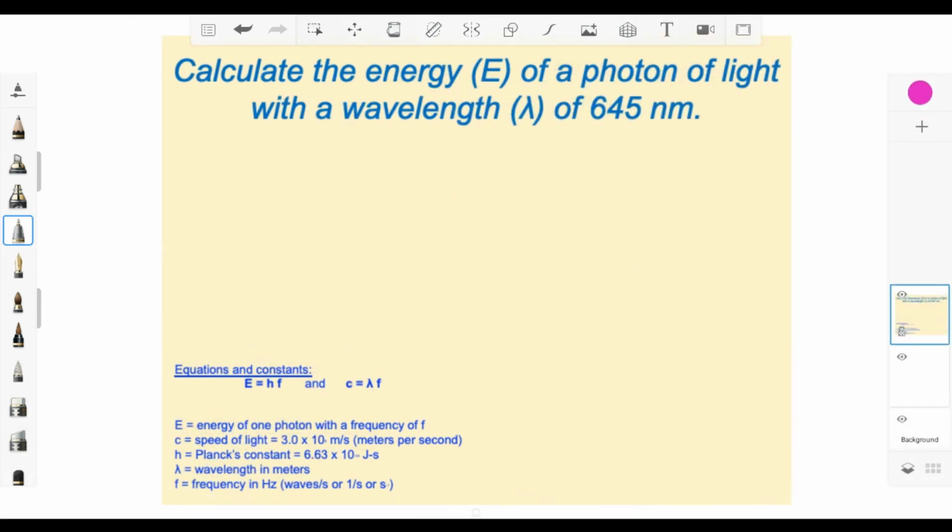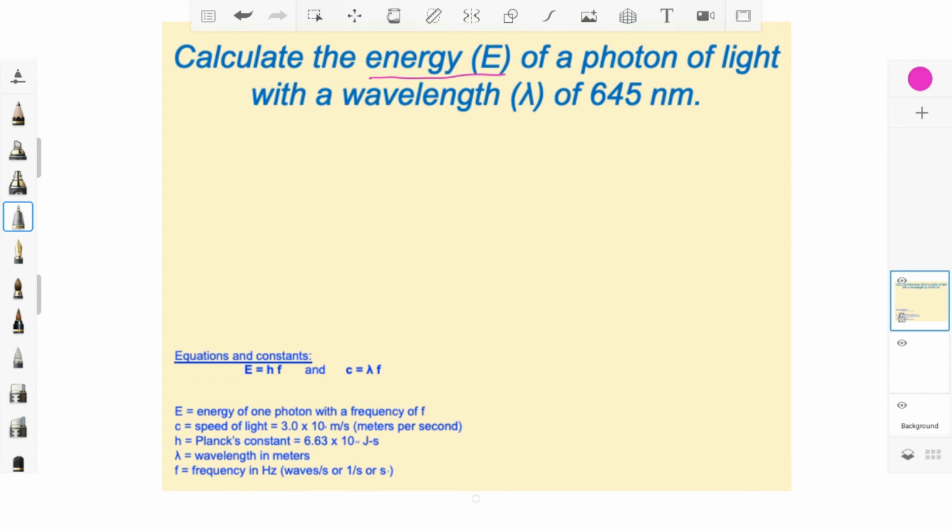Okay, let's look at another example here. So we want to calculate the energy. Down here in our equations, this is our unknown, and it's a photon with a wavelength of 645 nanometers. So wavelength is given to us right here, but we are trying to solve for something in this second equation. As we look at that, we're going to need to use both equations. And just as a heads up, this is similar to what you'll be doing in the lab.